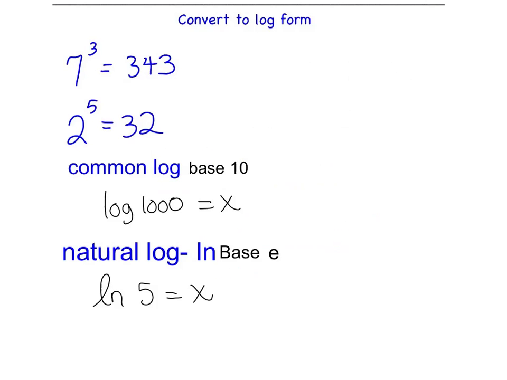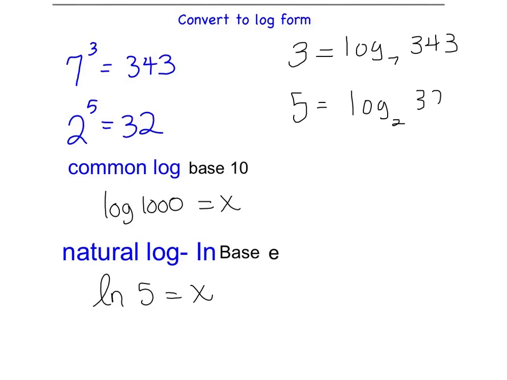So let's do a few examples. 7 to the third equals 343. That's a true statement. So let's just write it in log form. Well, first thing you ask yourself is, what is the exponent? So the exponent is equal to the log to the base, which is 7, of 343. Those are equivalent statements. Same thing here, my favorite, 2 to the 5th is 32. The exponent, 5, is equal to the log base 2 of 32. They mean the same thing. 5 is the exponent. 2 to the 5th equals 32.